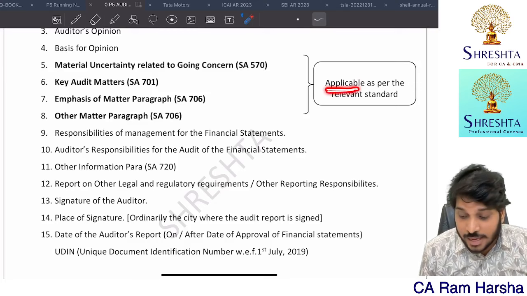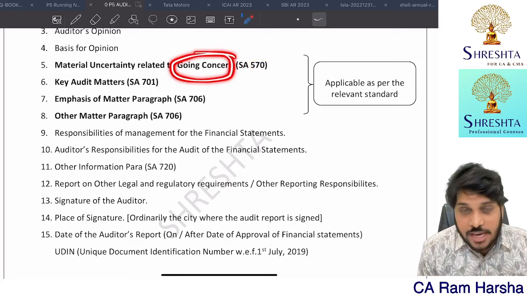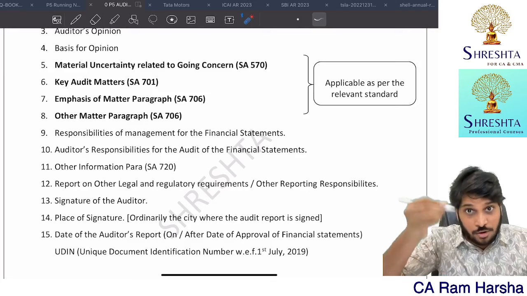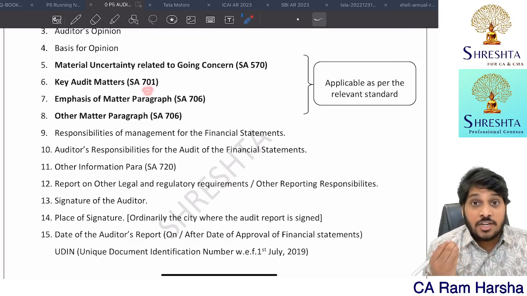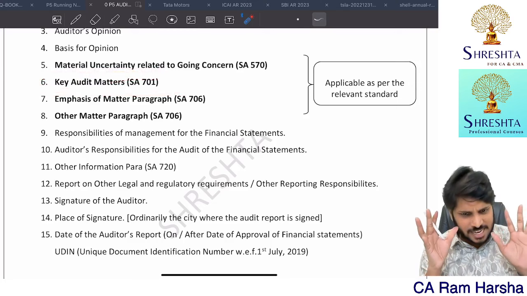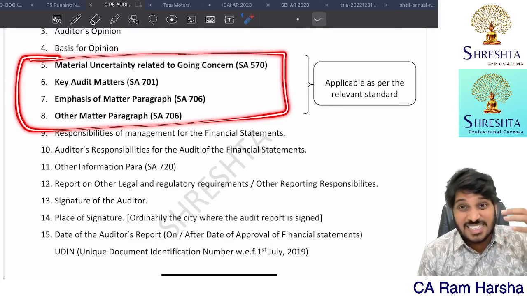Suppose there is a necessity as per the 570 standard to talk about going concern in my audit report. If I have to explain about going concern as per 570, then in my audit report format, this point will be added. Same way, under 701, if I have a key audit matter to discuss in the audit report, then my audit report format will additionally have this point. Generally, in the standard format of the audit report, these 4 elements, these 4 paragraphs, these 4 sections will not be there.